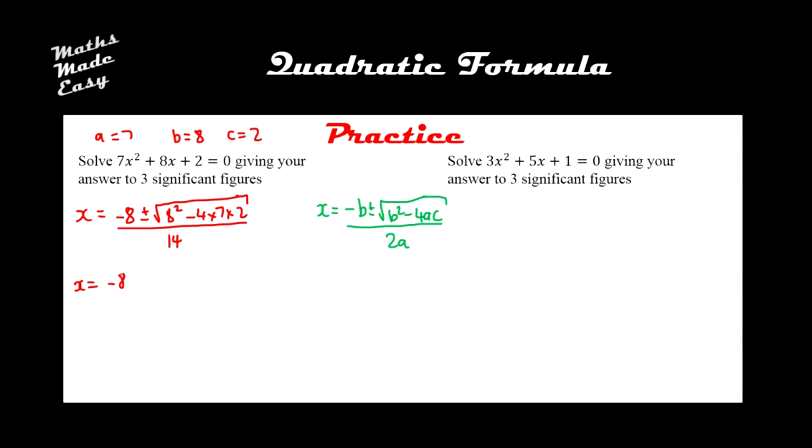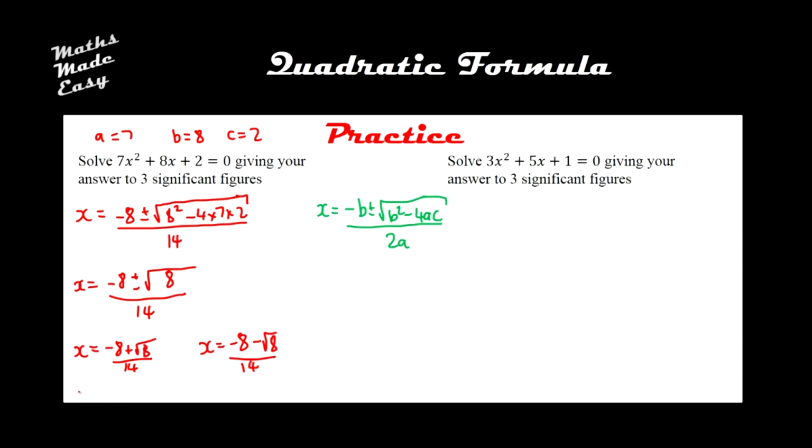So x equals negative 8 plus or minus the square root of, if you tidy up this square root you should end up with 8 divided by 14. You then separate out into your two solutions, so x equals negative 8 plus square root 8 over 14, and then x equals negative 8 subtract square root 8 over 14.